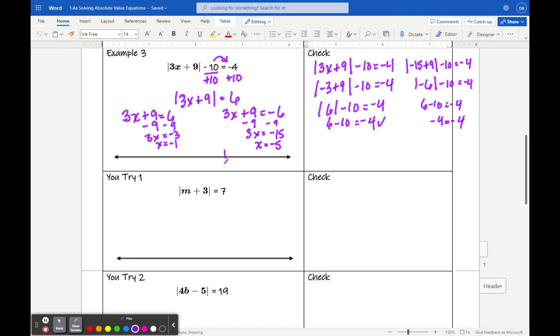So notice that both of my x's in this problem are negative. So when I graph that, they're both going to be over here in the negatives. So negative 1, 2, 3, 4, 5, negative 5, and that would be my graph. At this point, pause the video, do the You Try 1 and You Try 2, and see how you feel. See you back.